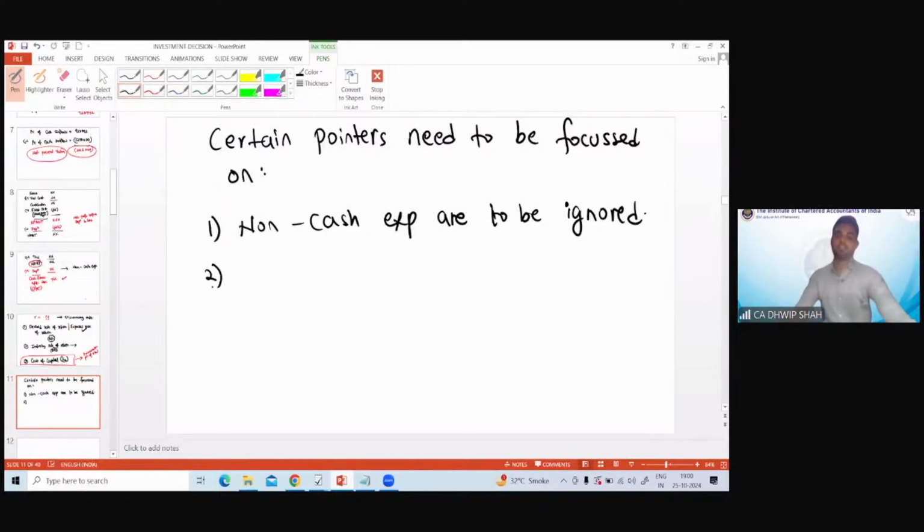Second, see, to start a new venture or to start any new business, one is capital investment that you need and one is working capital that you will need. Working capital is the funds for day-to-day running of your business operations. Correct? So can I say working capital you have to invest at the start of the project?